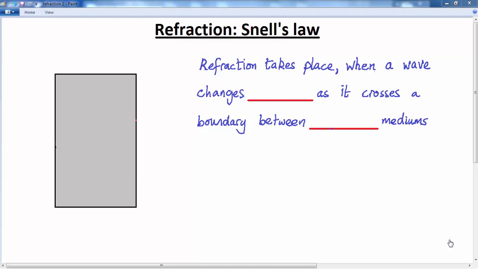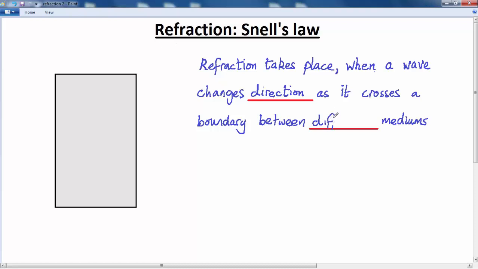In this lesson we're going to look at the law of refraction. This is also known as Snell's law. Now we remember that refraction takes place when a wave, and by wave we can mean, for example, a light wave or a sound wave, a seismic wave or a water wave, changes direction as it crosses a boundary between two different mediums. Okay, they have to be different mediums.